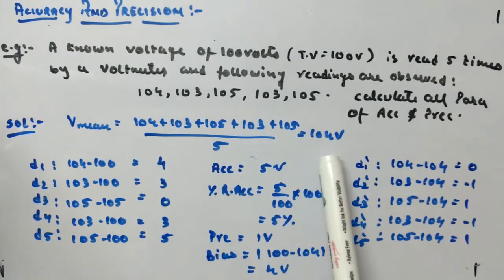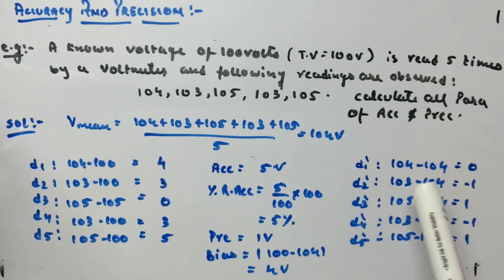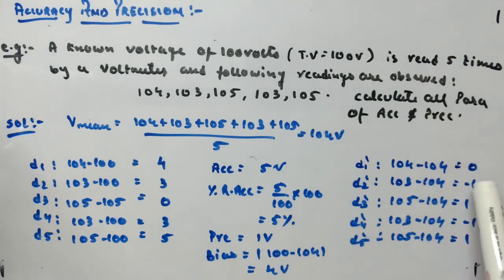Now to calculate precision, calculate the deviations of the readings from the mean value. So 104 minus 104 is equal to 0, 103 minus 104 is equal to minus 1, 105 minus 104 is equal to 1, 103 minus 104 is equal to minus 1, 105 minus 104 is equal to 1. So the modulus of the maximum is 1, that is 1 or minus 1. So the modulus will come out to be 1 volt. So precision is 1 volt.